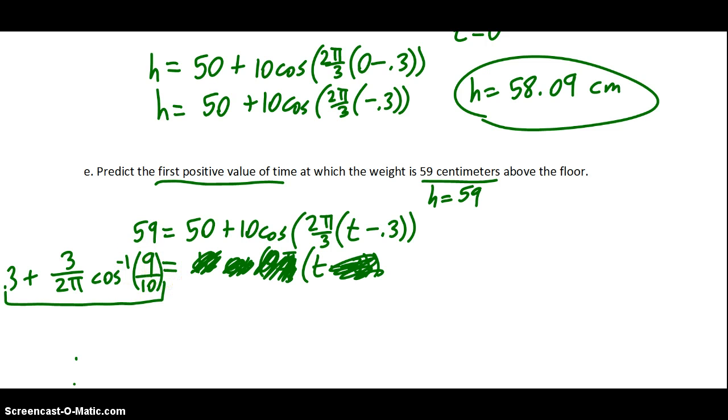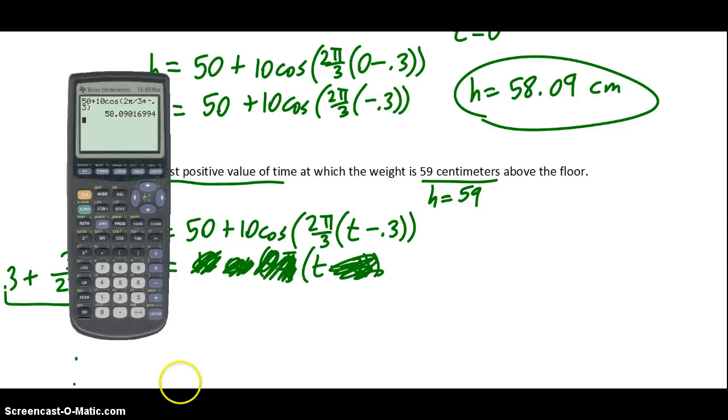I'm going to deal with this part right here, the inverse cosine of 9/10. Let's do that first. So I'm going to go to my calculator. Let's clear off what we already did. Second cosine of 9/10. Or if you want to do 0.9, you can do that too. That is 0.4510. I'm going to do 4 decimal places here until the end.